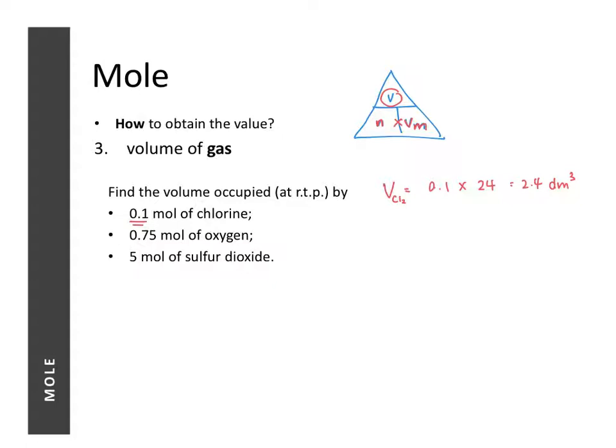Okay, 0.75 moles of oxygen will have a volume of 0.75 times 24, which is 3/4 of 24, so 18 dm³. And lastly, I have 5 moles of sulfur dioxide, so the volume will be moles times molar volume, and that will give me 120 dm³.